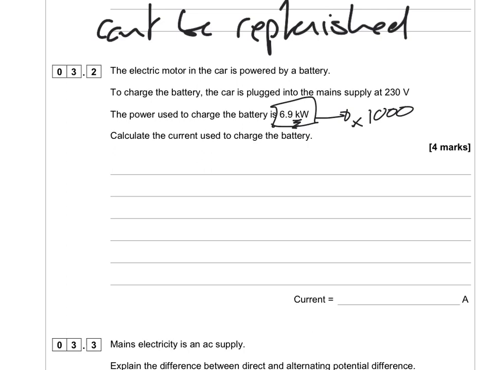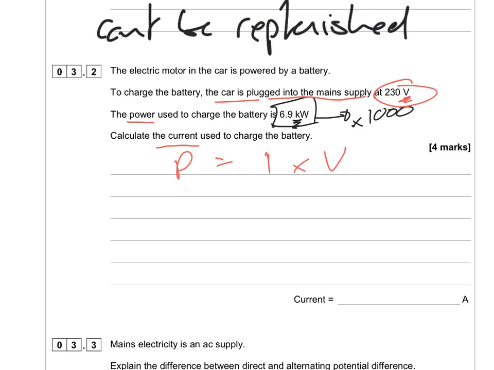Okay, I've got to work out the current used. I've got current, power, and main supply. I didn't really say what that is, but I do have the units there in V volts. So that must be the potential difference then. So I've got current, power, and potential difference. That equation is P equals I times V.